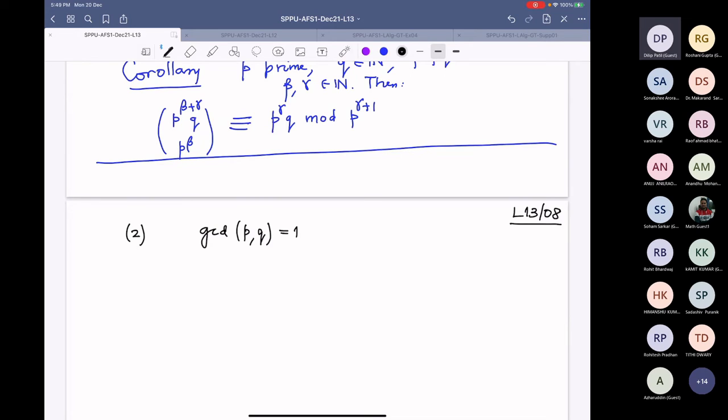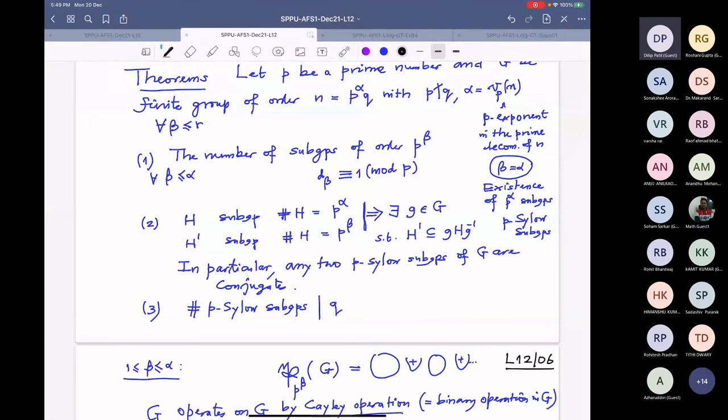All right, so now what do you want to prove? Let me see. You want to prove that if H is a subgroup of order p power alpha and H prime is of order p power beta, then you can find one g so that H prime is contained in the conjugate of H. And the particular part will directly follow. If both are of order p power alpha, then this has to be an equality, and that means any two Sylow subgroups are conjugates. This is what we want to prove.